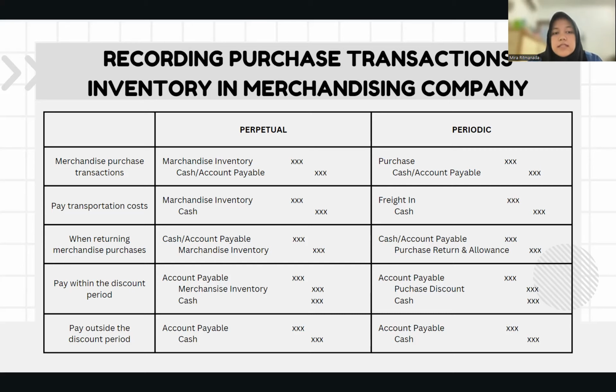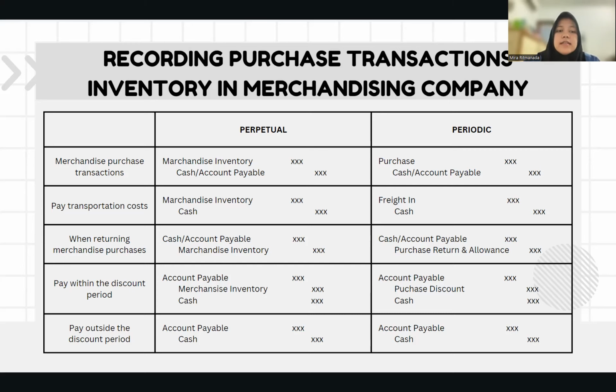Paying within the discount period, in the perpetual system, will be recorded as accounts payable on debit, while merchandise inventory and cash are on credit. And for the periodic system, it is the same as the perpetual system. The difference is on the credit account, where merchandise inventory is changed to purchase discount.